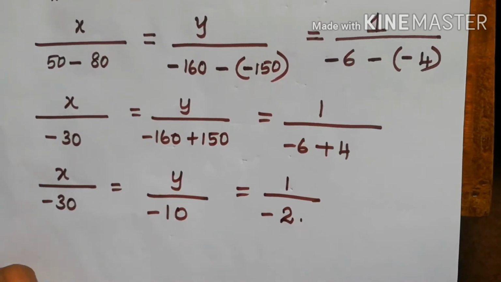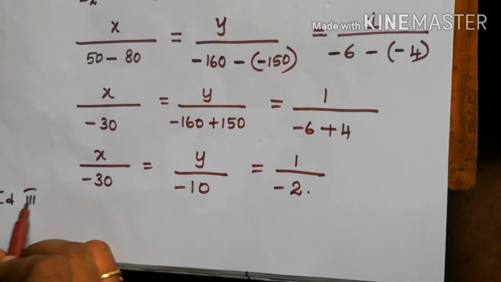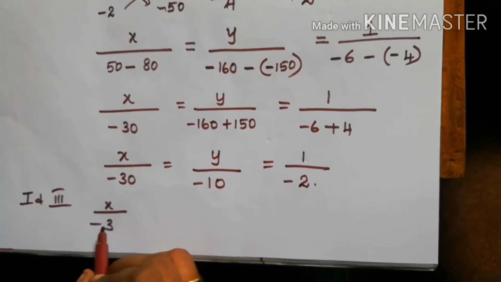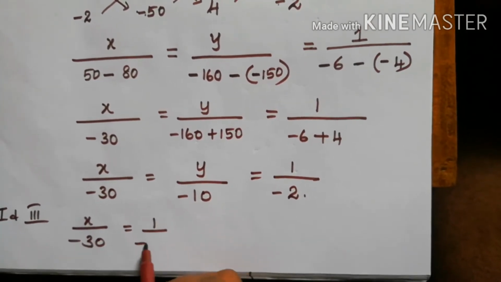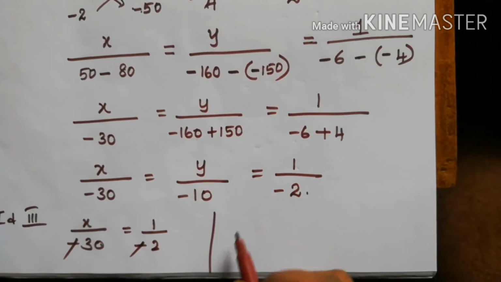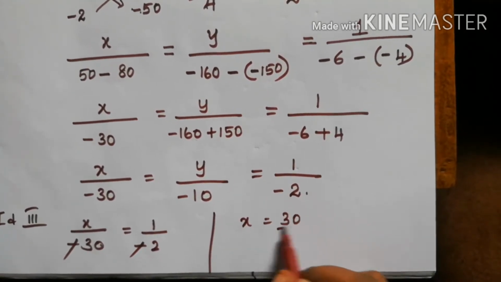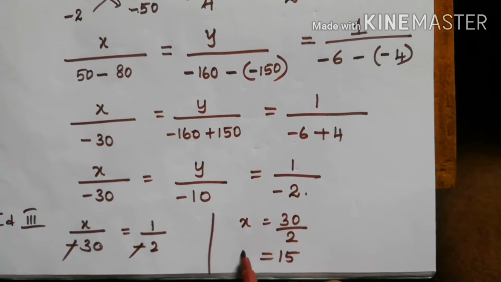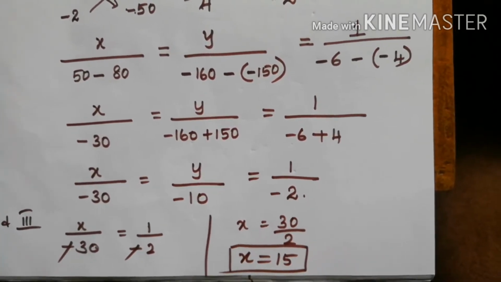Now I am going to equate the first and the third one. That is x by minus 30 equal to 1 by minus 2. Minus minus I am going to cancel. This 30 when it comes here, 30 by 2, that is nothing but equal to 15. So x value I have got it as 15.